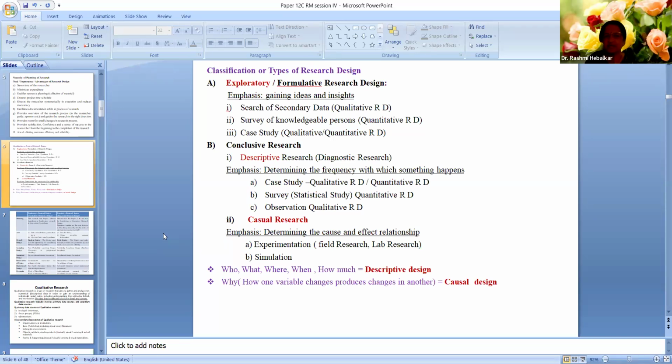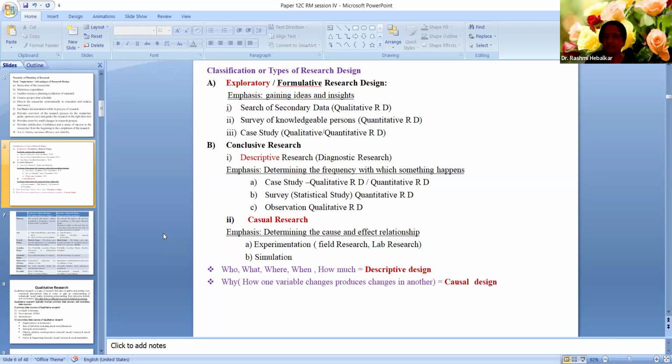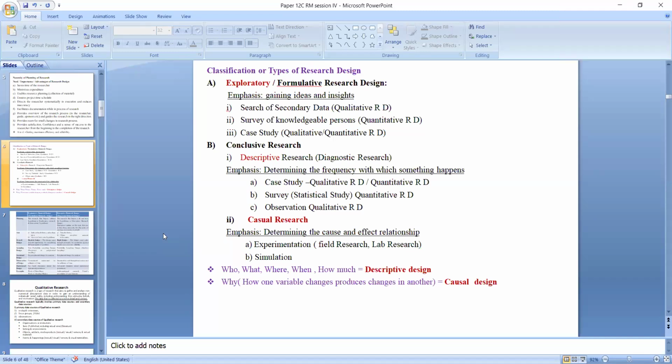Is it secondary data? Is it quantitative RD? Or is it qualitative RD? Is it case study? Sandeep can answer because he is attending from the first session very attentively. So let us wait. Sandeep, wait for some time. Let others try. Yes. Gayatri, are you there? Ma'am, I think this is a case study. Very good. It is a case study. Yes. Very good.